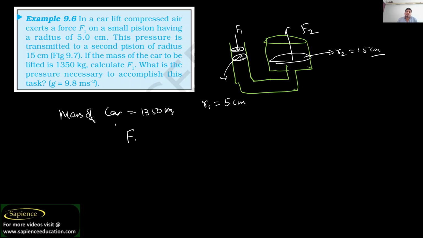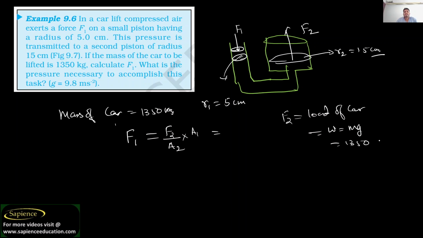So we need to find out the force F1. As we know, pressure: F1 by A1 is equal to F2 by A2. Now how will you find F2? F2 is the load of the car, that is the weight of the car. Weight is how much? Mg, that is mass 1350 into 9.8. So this is your force F2. So F1 by A1 is equal to 1350 into 9.8 divided by area A2. A2 is what? Pi r square, so pi R2 square.